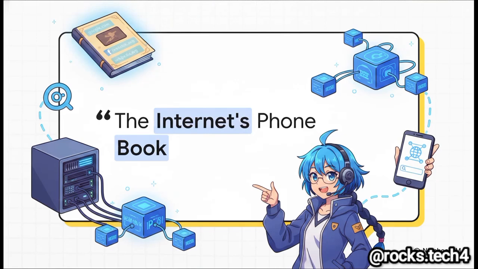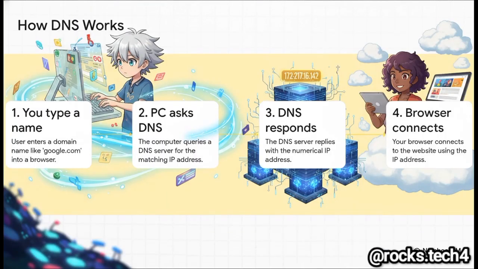Now, we have an address, but let's be real. Numbers like 142.250.190.14 are not exactly easy to remember. We humans like names, like Google.com. So, to bridge that gap between names and numbers, the internet uses something that works, well, just like a giant global phone book. And this phone book is called the Domain Name System, or DNS.